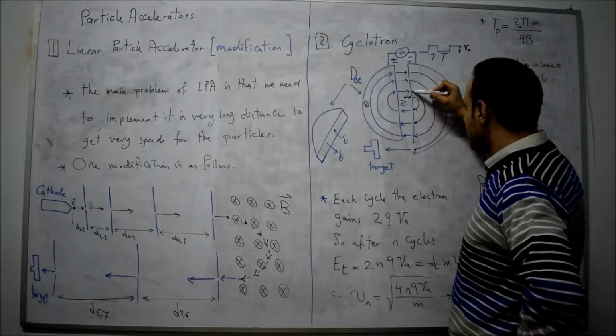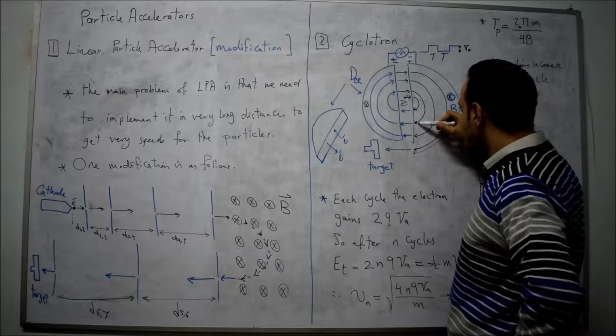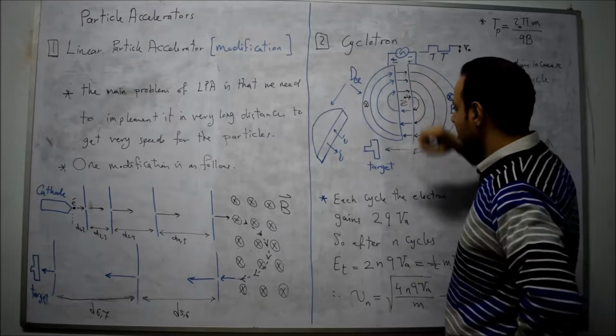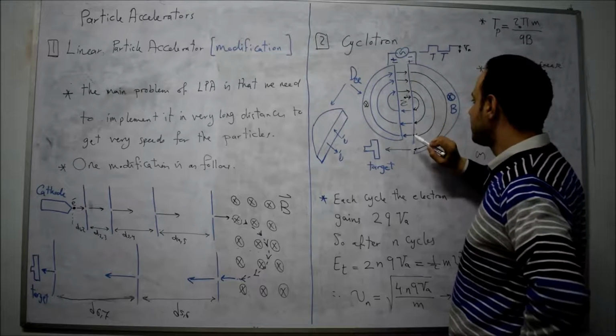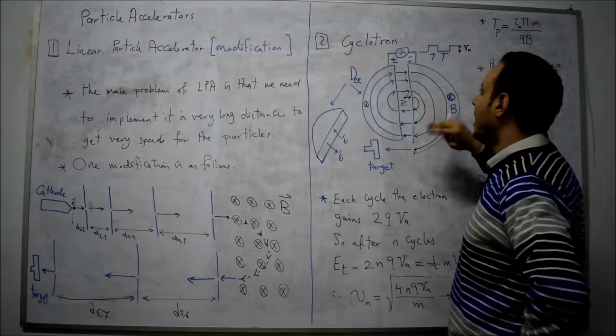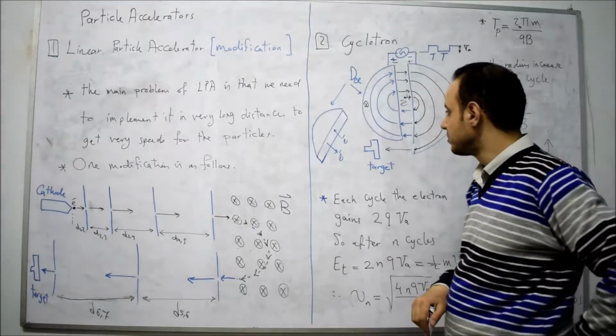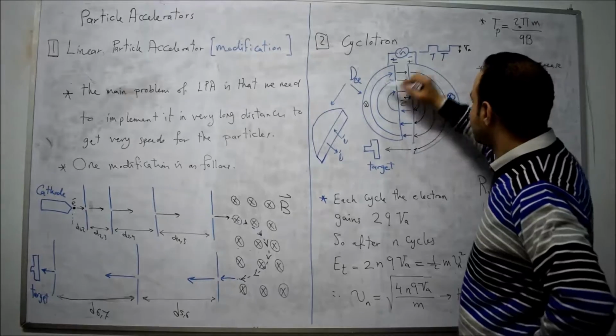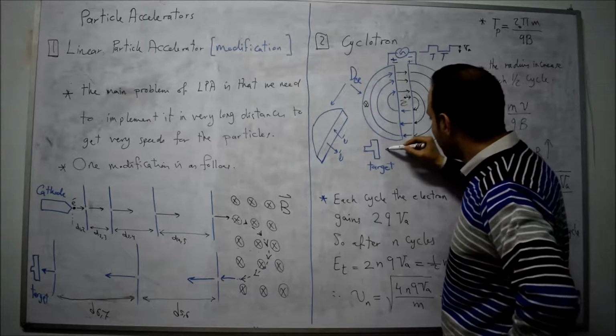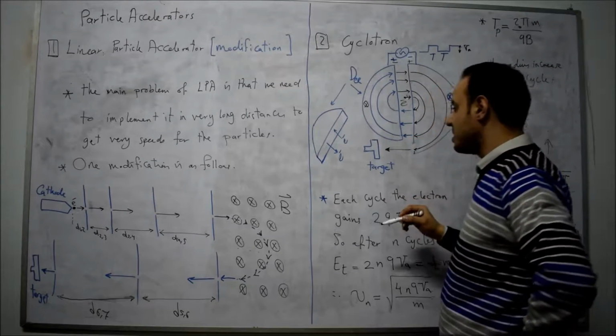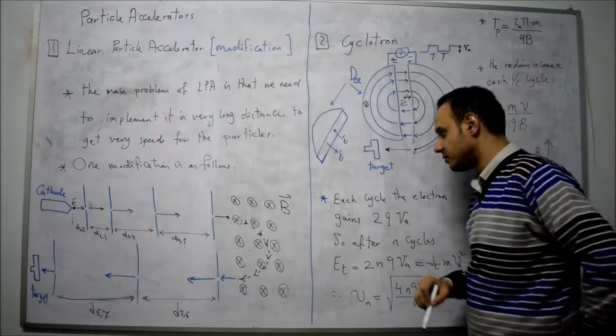It will enter this D, move in a circle with a larger radius than this, and also than this, until it reaches this point, and we will continue with the same principle. At the last cycle, it will go with a very high speed toward the target. Okay.